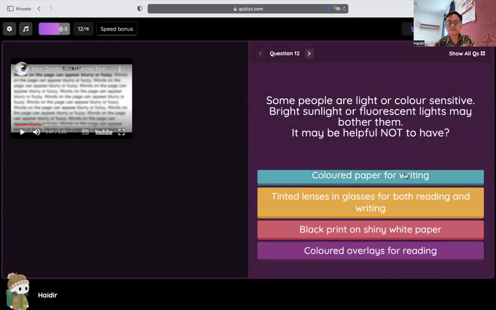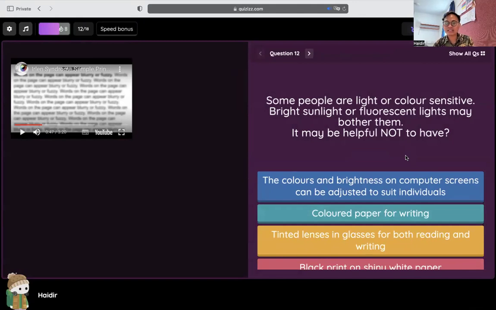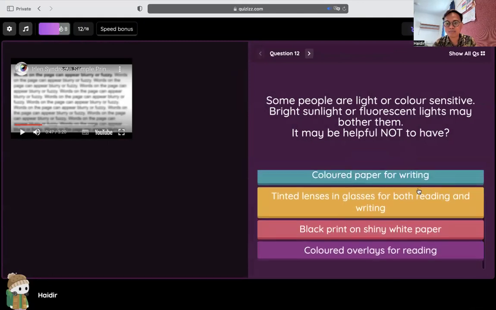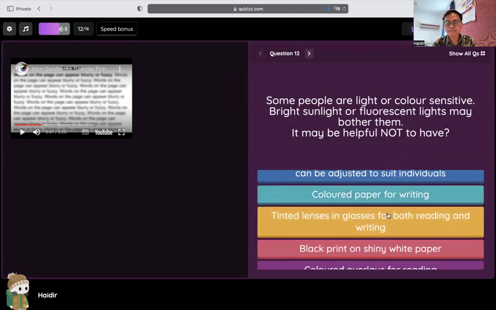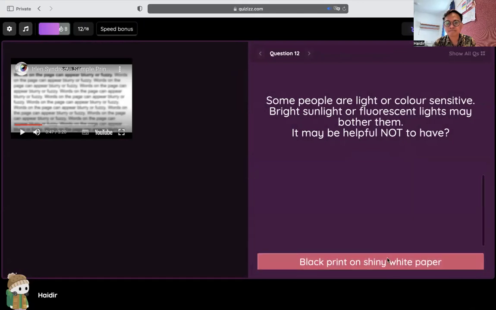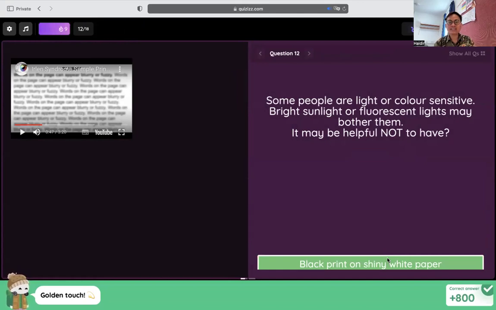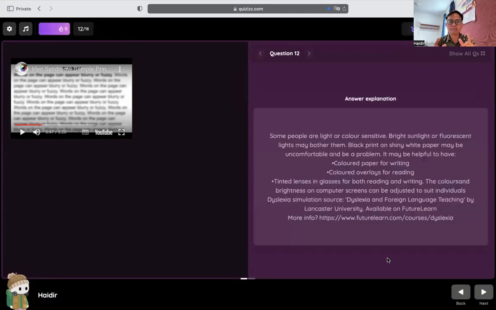Question 12 and above are a bit challenging in the sense that there are more distractors. Instead of four, I made five of them. And the distractors are very similar to each other. It's not really antonyms, it's not really obvious. That's why it adds more challenging levels.